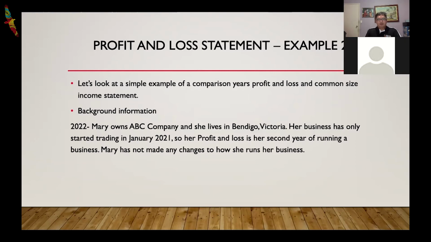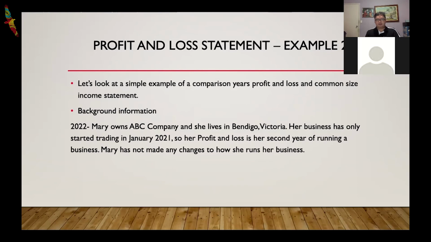So let's have a look at the information we've now got for this. We've got now in year 2022, Mary owns ABC Company and she lives in Bendigo, Victoria still. Her business only started trading in January 2021, as we know. So her profit and loss is her second year of running a business. Mary has not made any changes to how she runs her business. That's pretty important. So on this basis, we're looking at year 2021 to year 2022 without any changes being made in how she runs the business.